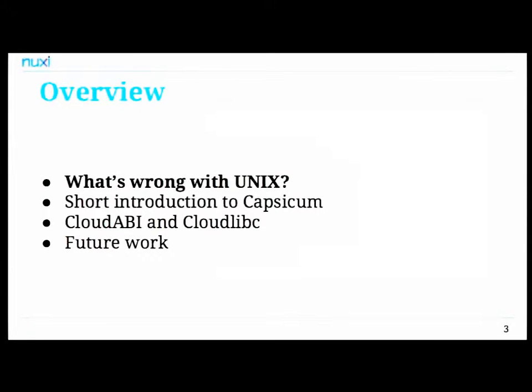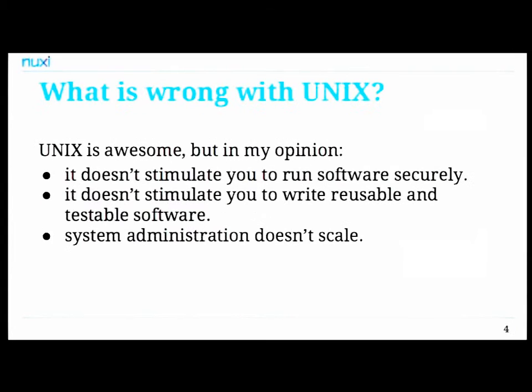So before I explain what Cloud ABI is, I'm going to give two introductions. The first one's called What's Wrong with Unix? This may sound a bit overly harsh, but people always have different opinions about what's wrong with Unix, but it's what's wrong with Unix in my opinion. After that, I'm going to give an introduction on Capsicum. Most of you have probably heard of that. And after that, I'm going to speak about Cloud ABI and Cloud libc.